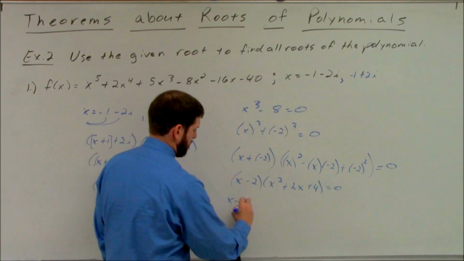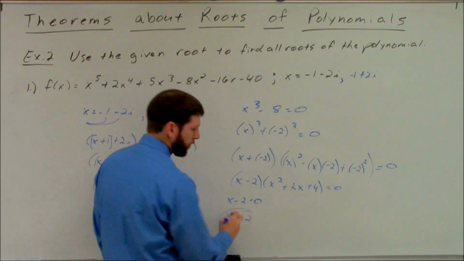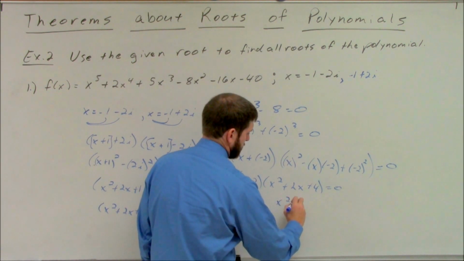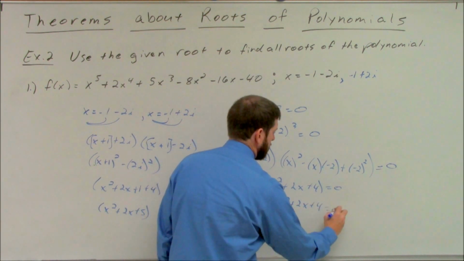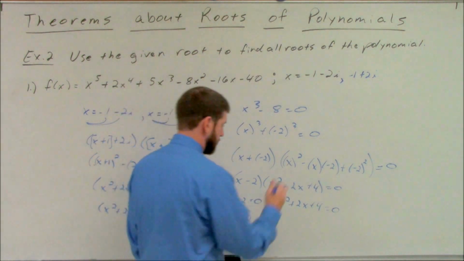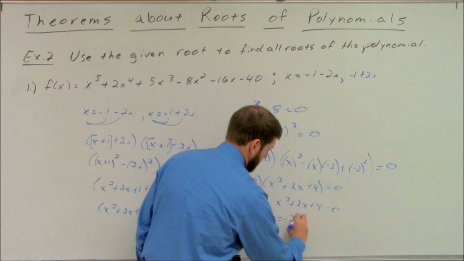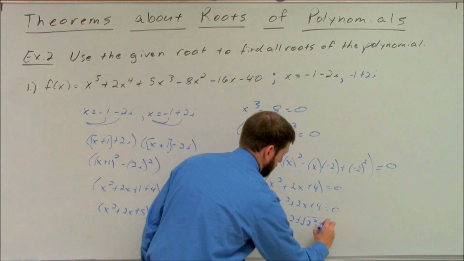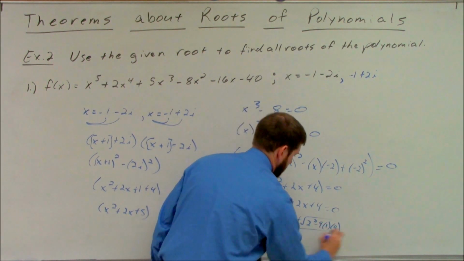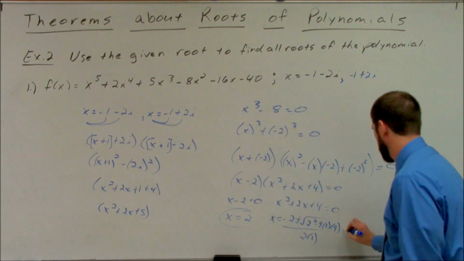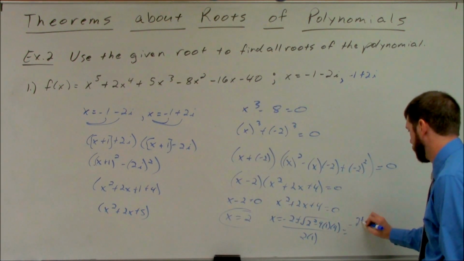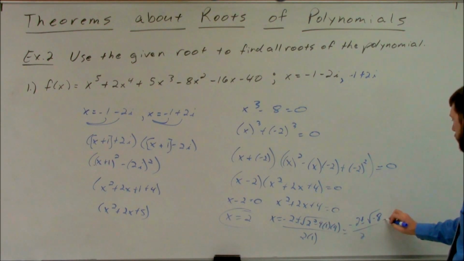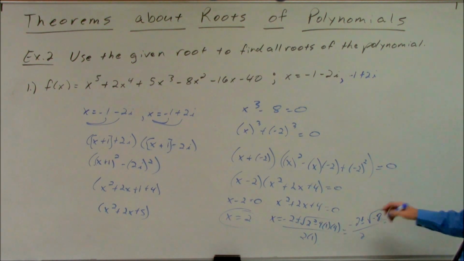Set each factor equal to 0. So x equals 2. Well, we knew that one from the x cubed minus 8. Here, x squared plus 2x plus 4. And we solve that one by the quadratic formula. So we get x equals negative b plus or minus square root of b squared minus 4ac all over 2a. So we go through negative 2 plus or minus the square root of 4 minus 16, which is negative 8. Keep working.